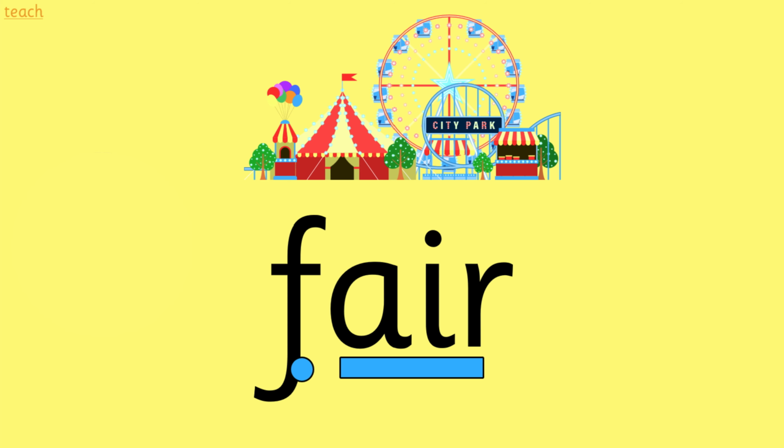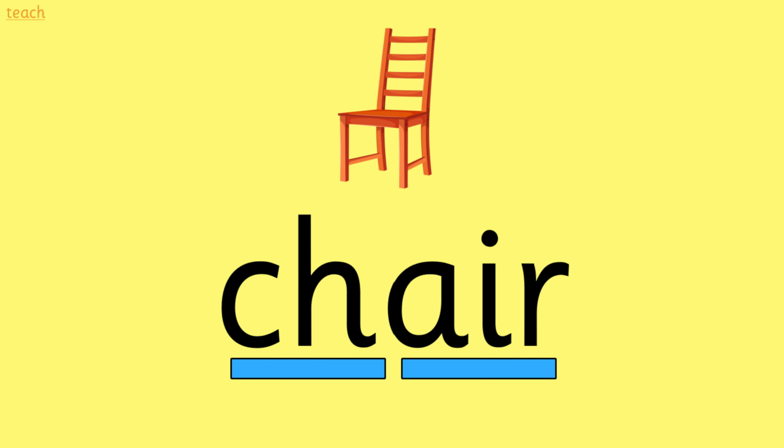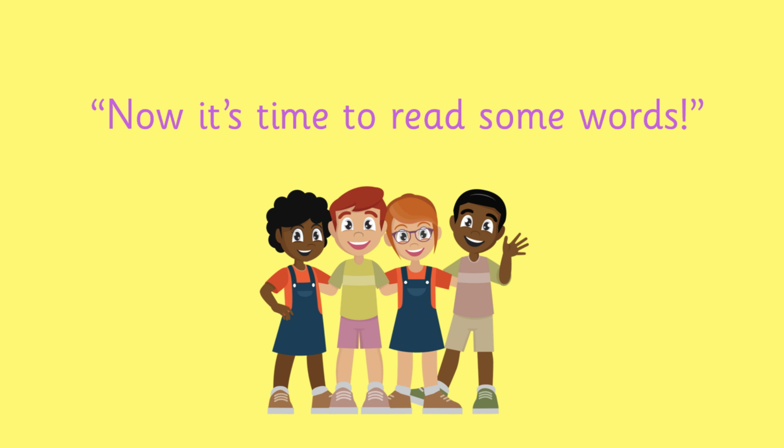So here you have fair, and here you've got chair. So here we are at our next section, and we all say, "Now it's time to read some words." Now you've got these blank lines here, which could throw you off a little bit, but check that purple star in the bottom right-hand corner, which means refer to the planning.